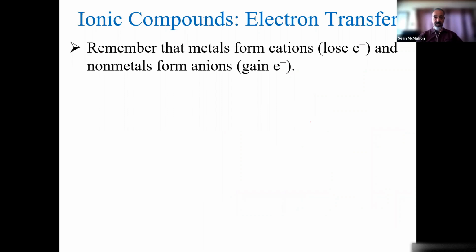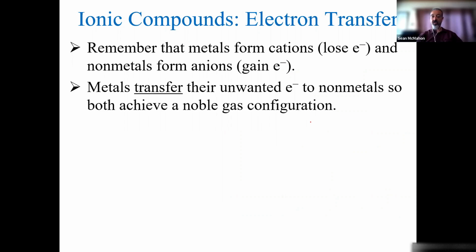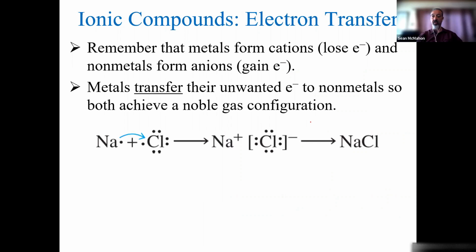We did talk about the electron transfer. Remember that metals form cations by losing and nonmetals gain. And the transfer from the metal to the nonmetal helps them both achieve that noble gas configuration. So here I go back to the Lewis dot symbol, and I use the element sodium, which has 1 valence electron because it's group 1. Chlorine, group 7A, has 7 valence electrons, right? And they both want octets. Well, if sodium loses its 1 valence electron, it becomes like neon.